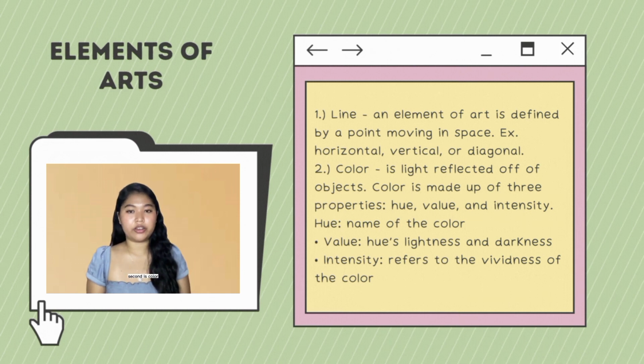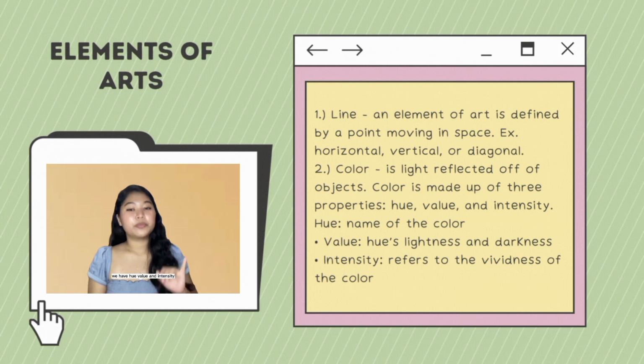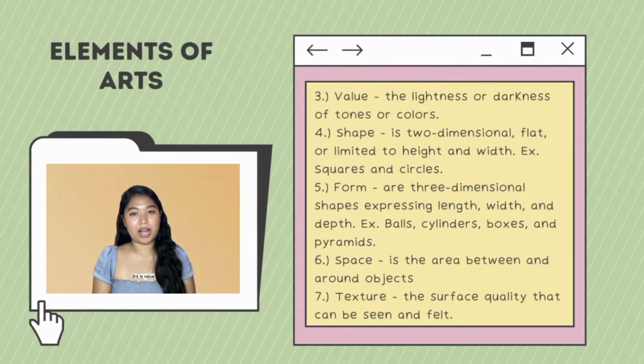Second is color. Color is the light reflected off of objects. It creates mood and emphasis on specific areas of your design. Color is made up of 3 properties. We have hue, value, and intensity. Hue is the name of color. Value is the color's lightness and darkness, while intensity refers to the vividness of the color. Third is value. Value is the lightness or darkness of tones or colors.